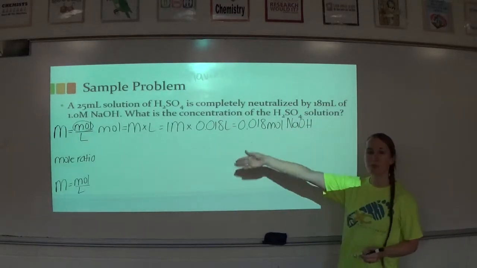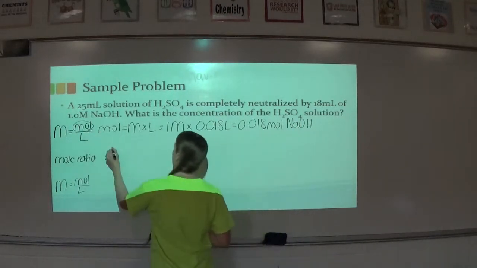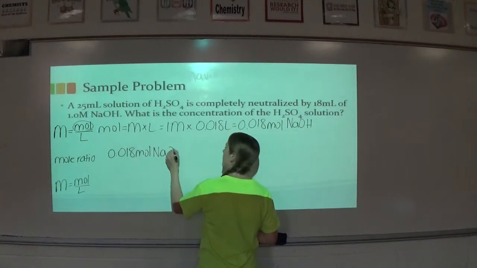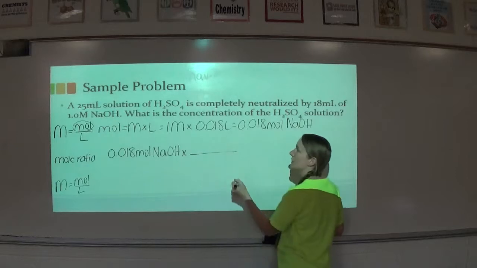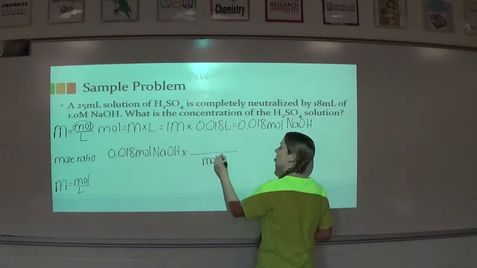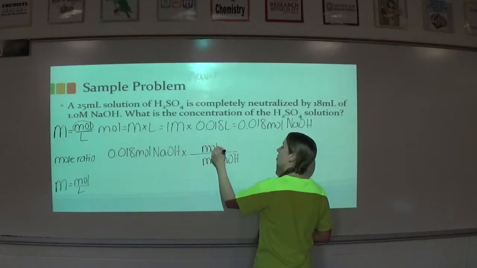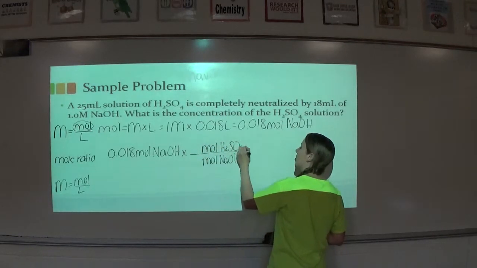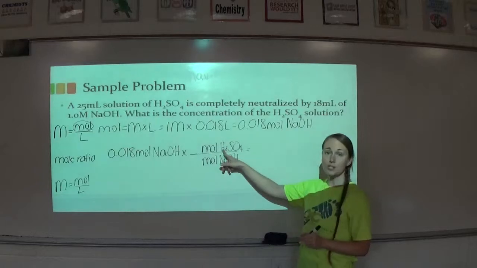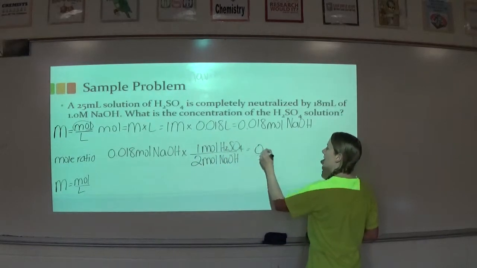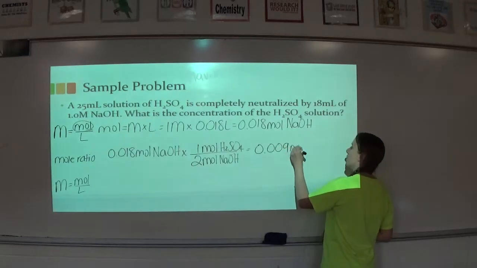Once we have our moles, we can do our mole ratio like we just learned. So 0.018 moles of NaOH, and we're trying to get to H2SO4. So I need moles of NaOH on bottom and my moles of H2SO4 on top. I have to figure out my mole ratio. Well, I have one OH and two H's, so I need a 2 here and a 1 here. So once I divide, I get 0.009 moles of H2SO4.